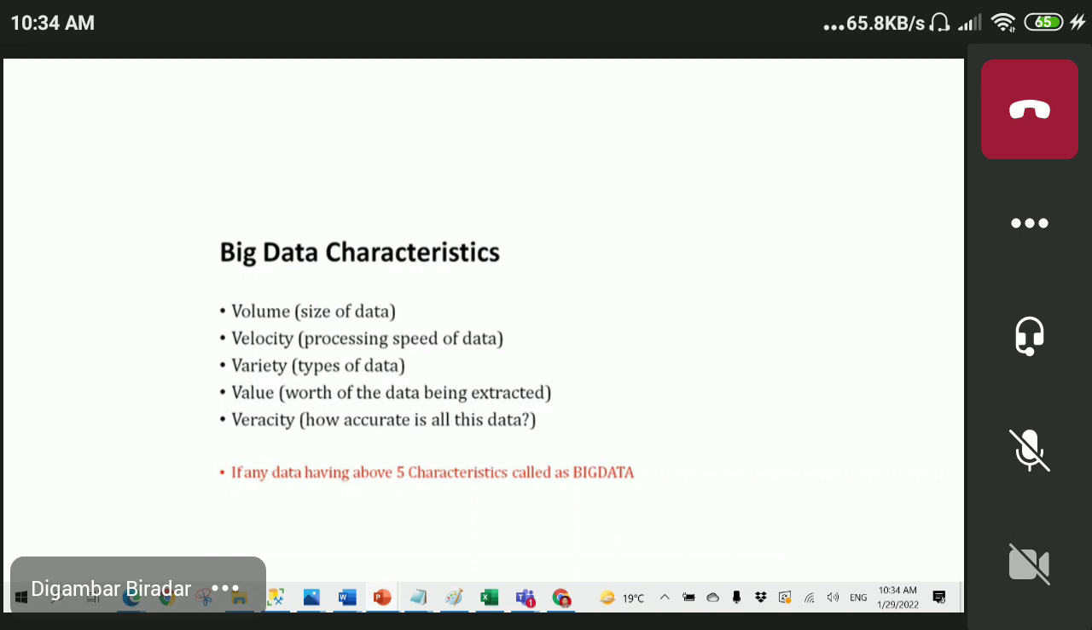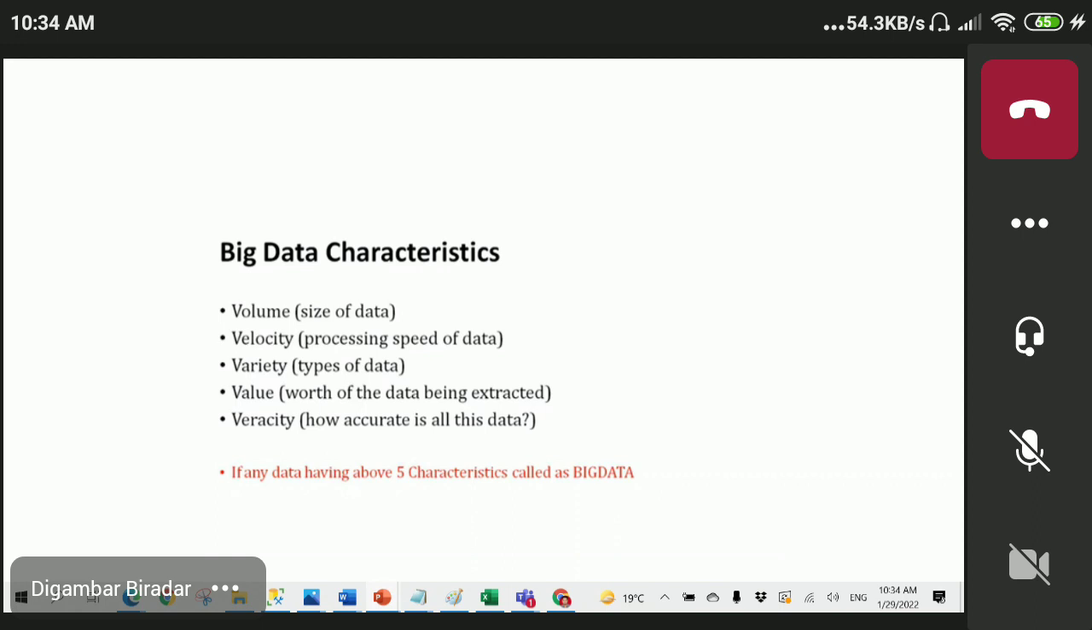After that, value. Value is nothing but whatever data you are extracting or you extracted from that big data or big data storage, that should be worth something. अगर उसको कुछ वैल्यू है या वर्थ है, then only that will be helpful.